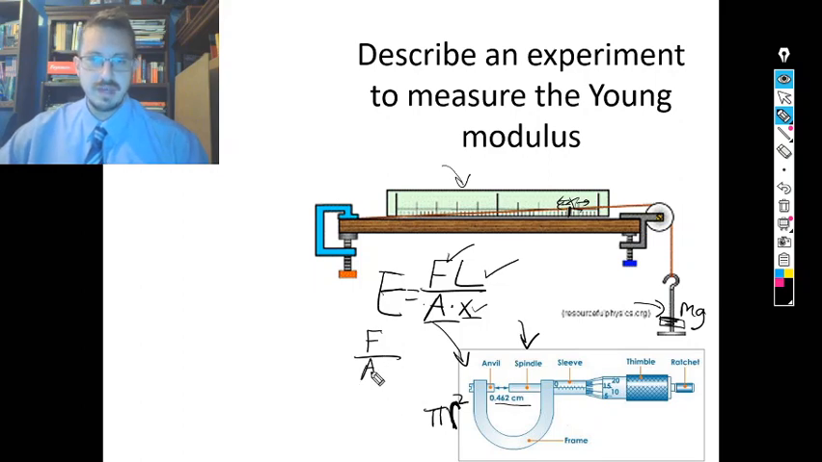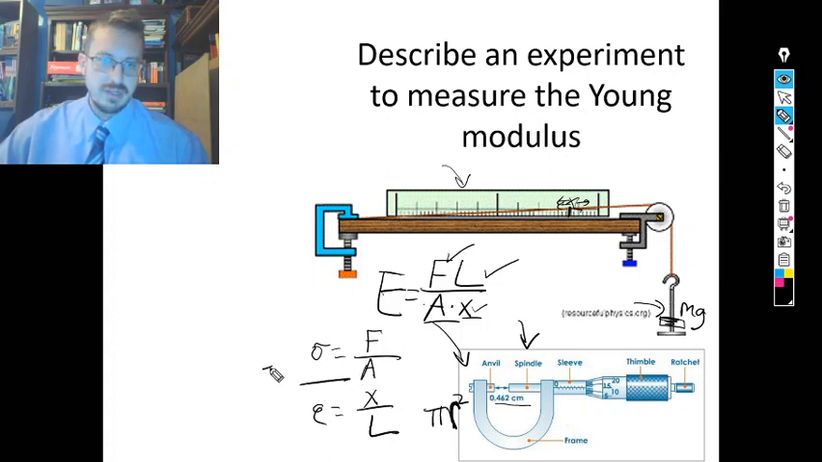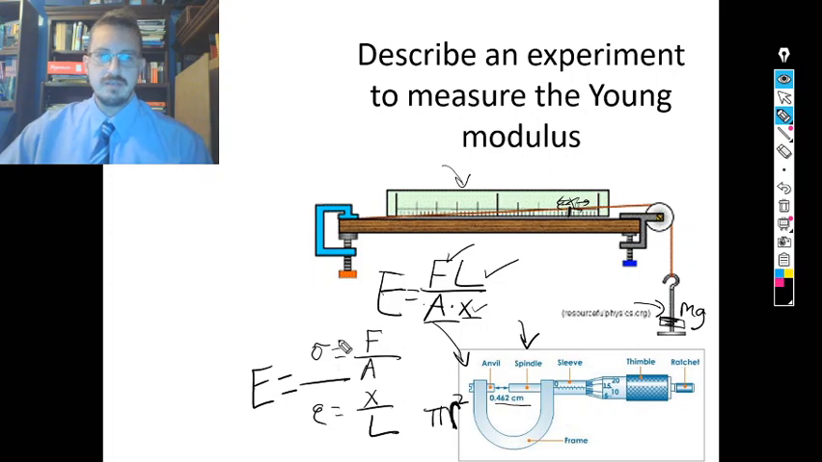So we could think about plugging it in to give us stress, and then plugging in the extension and the original length into this equation to give us strain, and then taking the ratio of those two to give us the Young modulus. However you prefer to think about it, we've got to measure four things, and the ratio of two of them gives us stress, and the ratio of another two, x over l, gives us strain, and the ratio of stress to strain gives us the Young modulus.